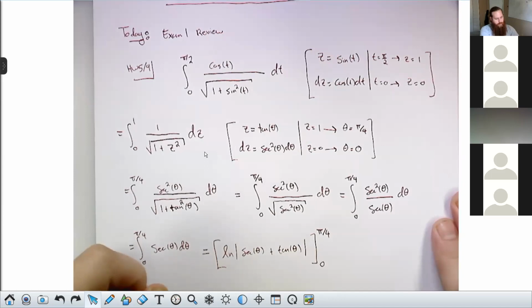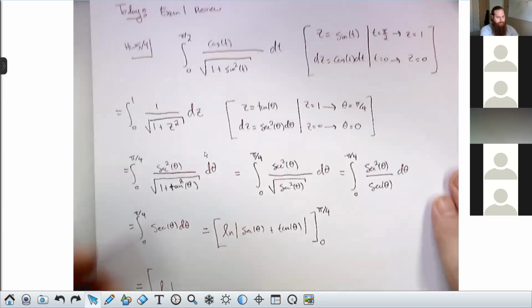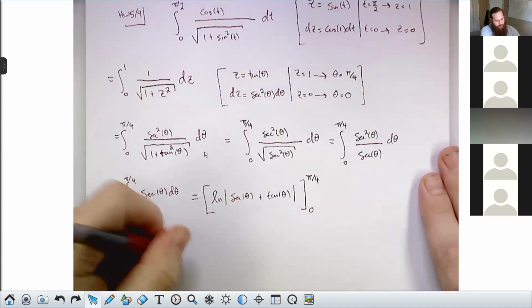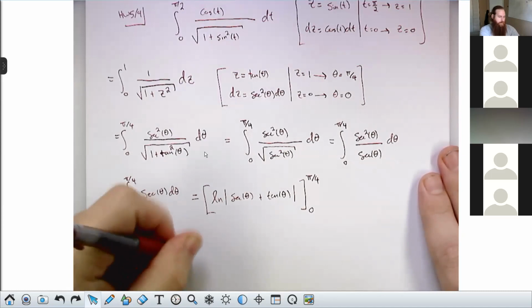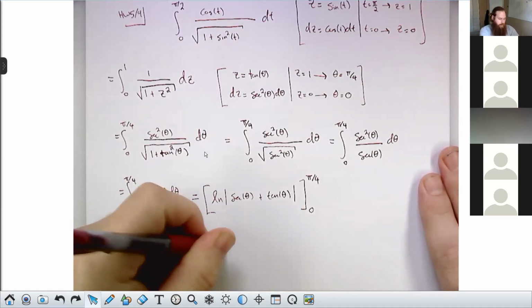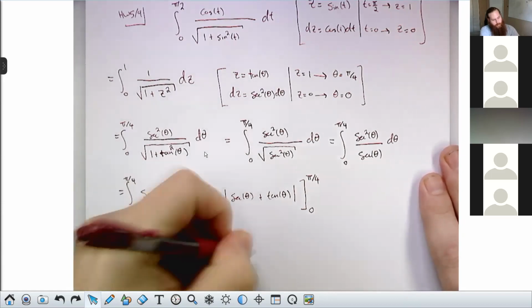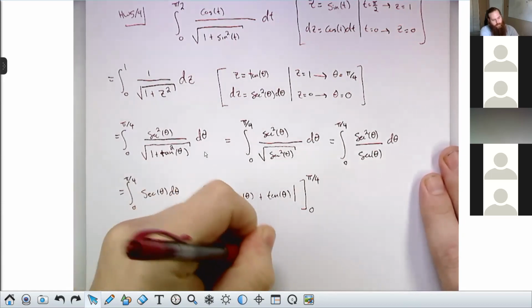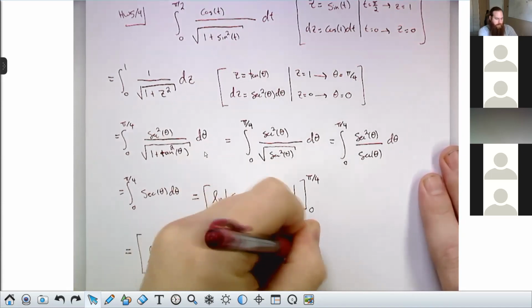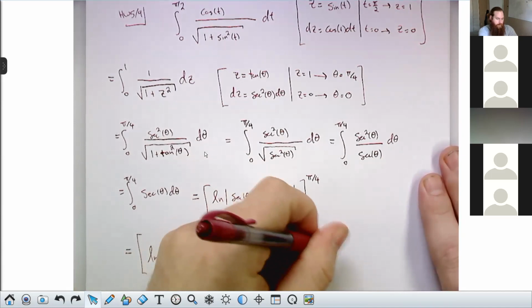So you'll have the natural log of the absolute value of the secant of pi over 4. I'll write it out. Plus the tangent of pi over 4, minus the natural log of the secant of 0 plus the tangent of 0.